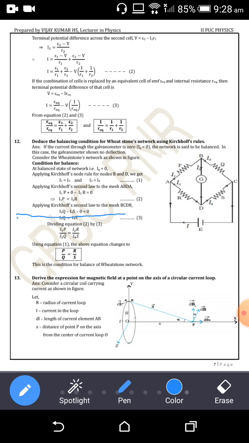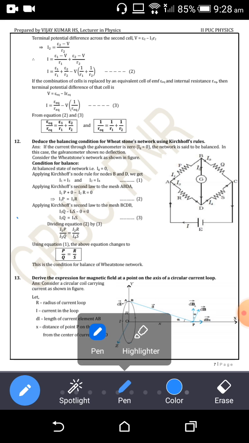Next we are moving along the direction of D to B. Since under the balance condition the current is 0 there, it is directly taken as 0. Minus 0 is equal to 0. So that can be written as I3Q is equal to I4S, which is taken as equation 3.